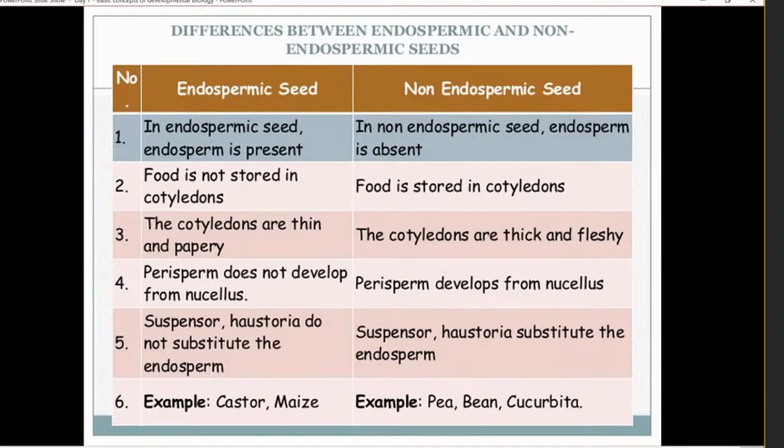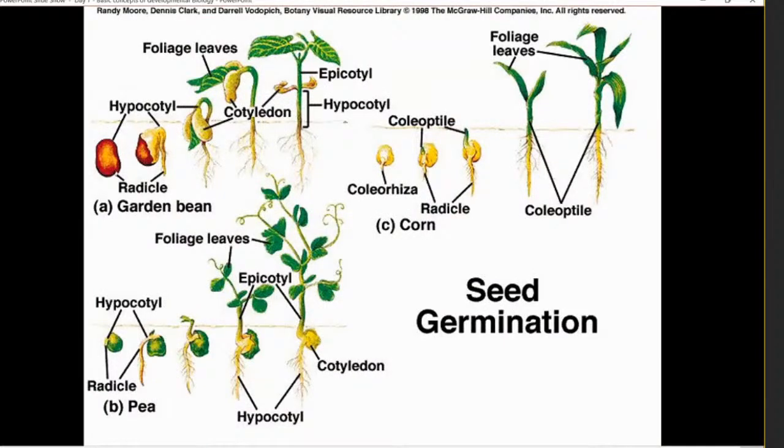Okay, seed germination. It's another final example. In seed germination, we have different examples. First one is the garden bean. Garden bean is hypogeal, with a hypocotyl, having the radicle. After its development, cotyledons are developed and foliage leaves are formed. After the foliage leaf, the epicotyl and hypocotyl are developed from the cotyledon. From that cotyledon stage, two differences are formed: the epicotyl and hypocotyl. In corn, the coleorhiza is a seed that has the coleoptile and radicle. These two develop into the foliage leaf.